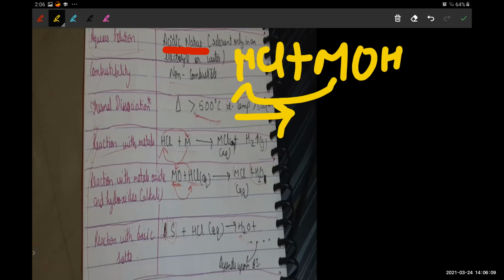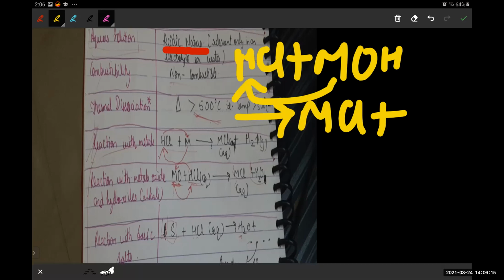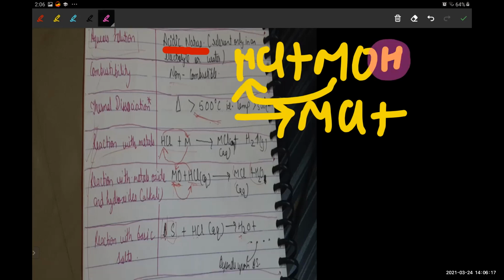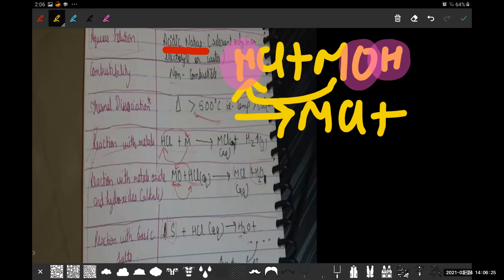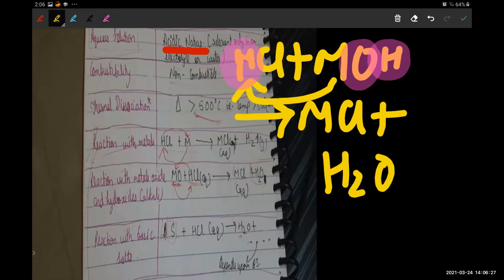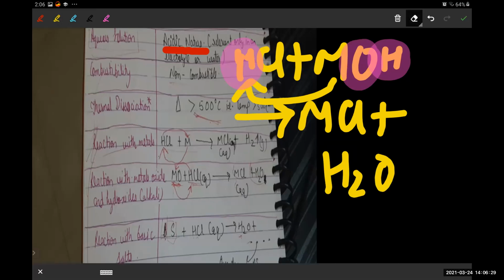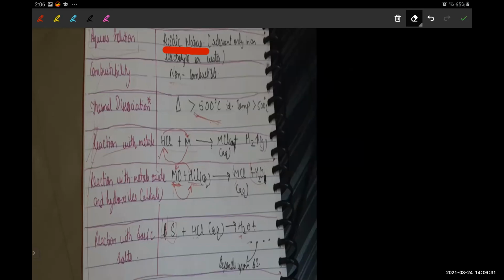First of all, M will displace Cl, so we'll get MCl. Plus, now how many H's are there? One H here is the second H of HCl, and we have one oxygen also here. So what are the chances of formation? The H2O chances, water. So that is very easy. That was all.